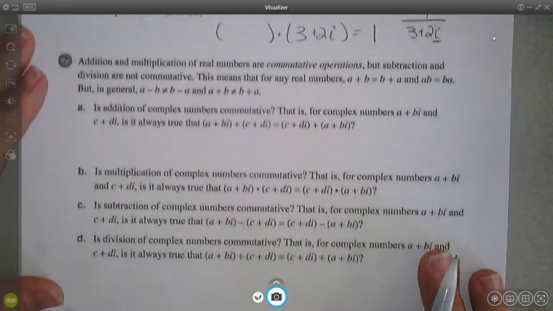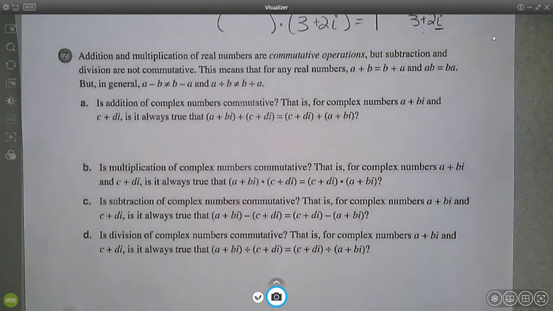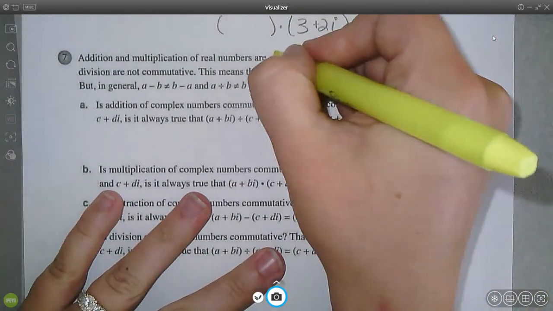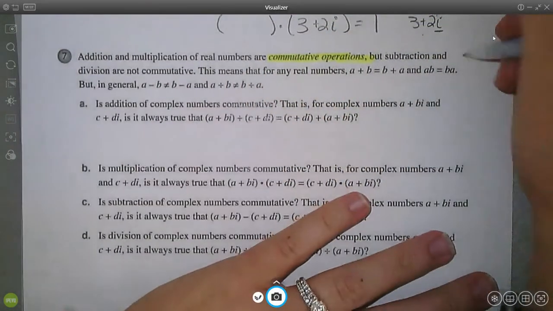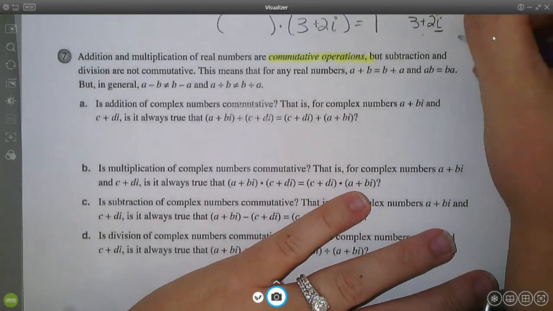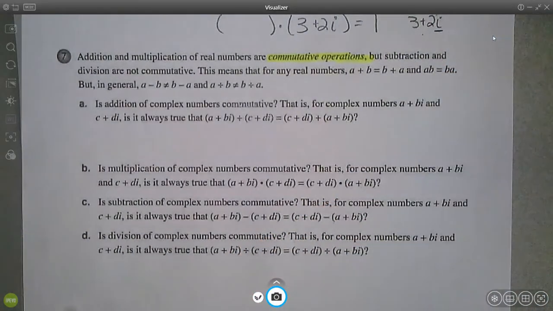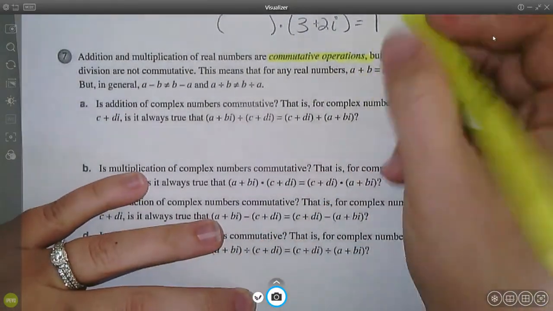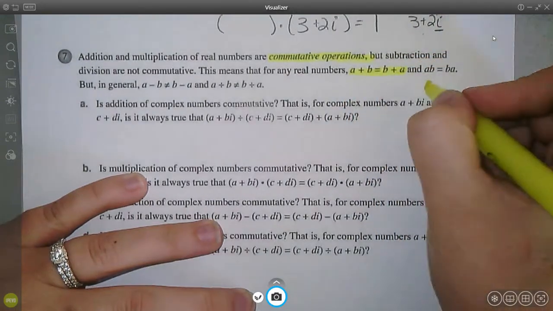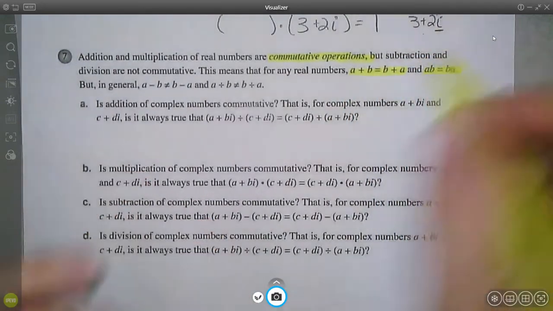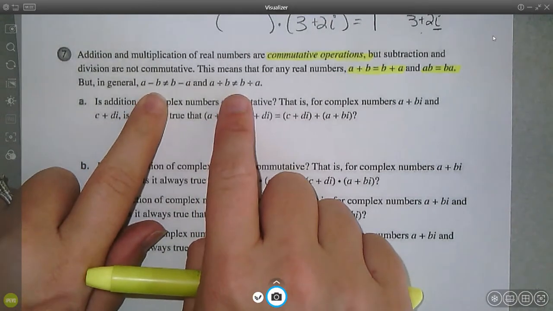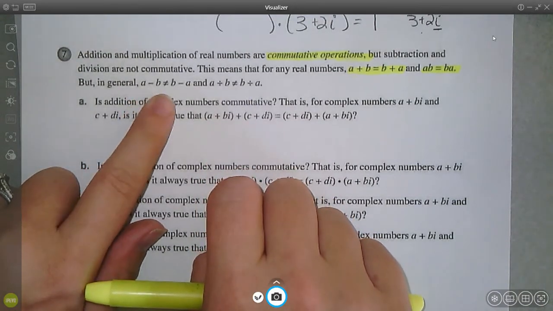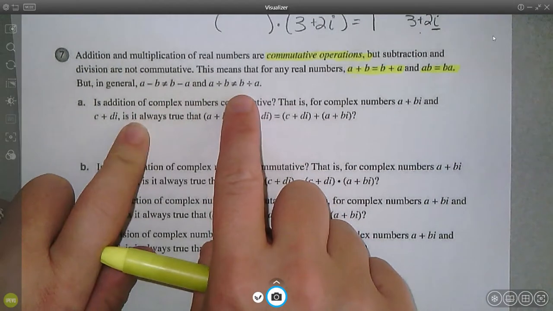Okay, so these next ones, 7 and 8, are actually not bad at all. So it talks about commutative operations. So commutative just means that, in addition, you could do, oh, it's written right here: A plus B is the same as B plus A, and AB equals B times A. But with subtraction and division, it's not the same.